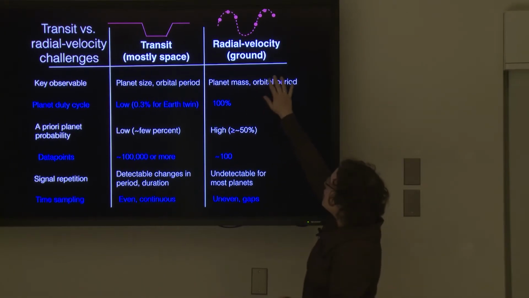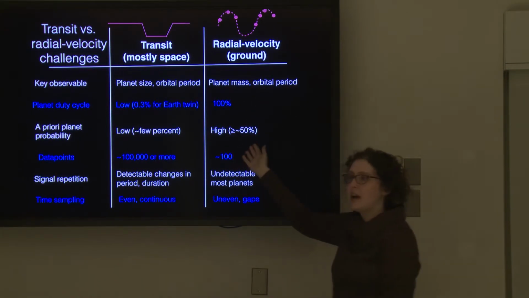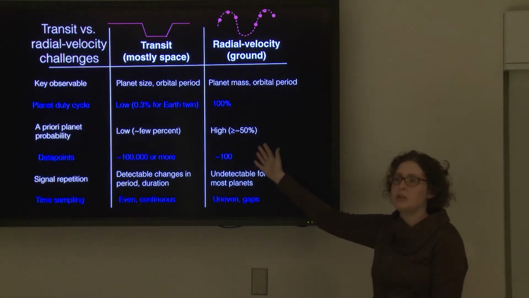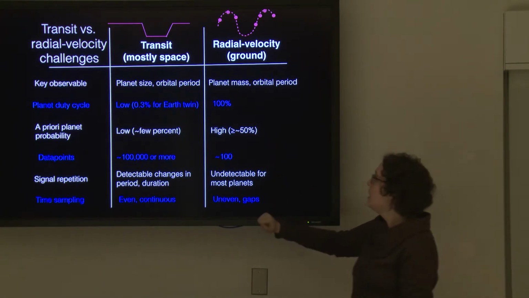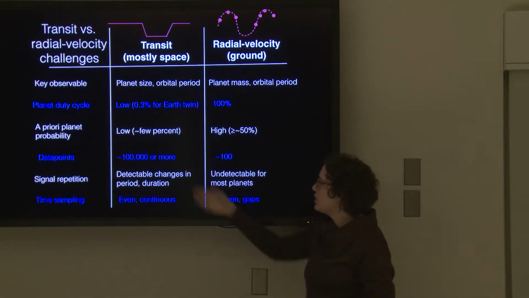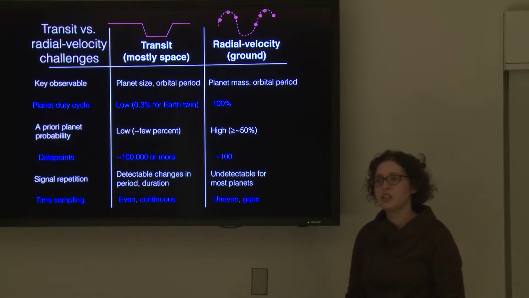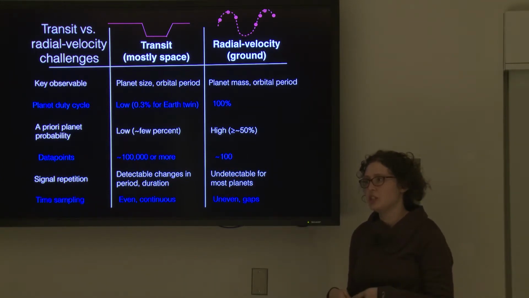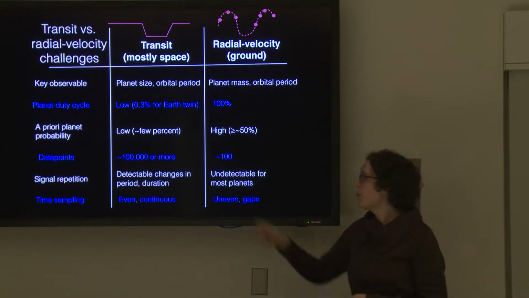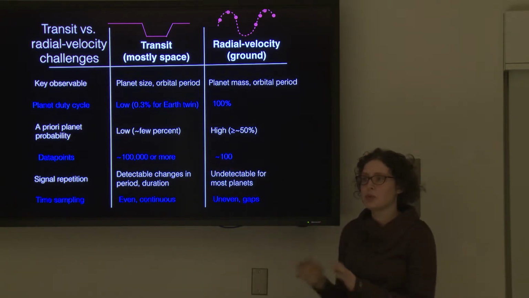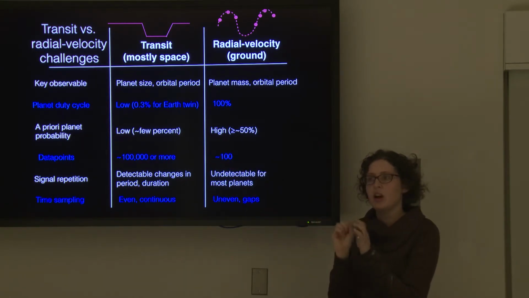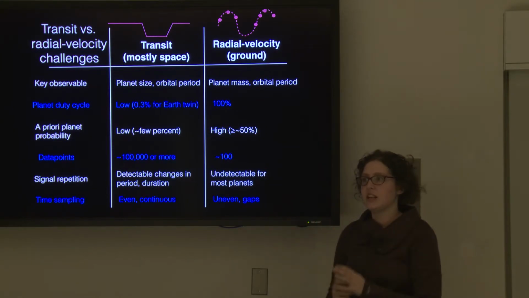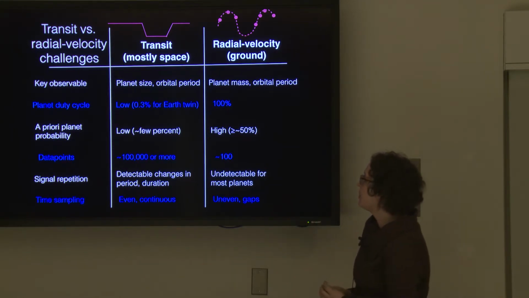In terms of data, radial velocity data may have like 100 data points. That would be like a really good data set. Transit has 100,000 or more if it's from the Kepler mission. So in terms of what's computationally feasible, this can be a challenge, particularly if you're trying to use all the out-of-transit data to study the stellar variability.